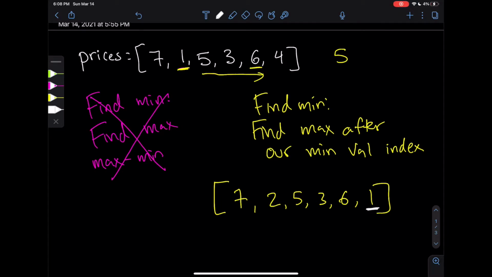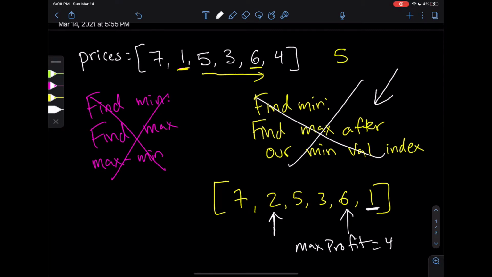But if we looked a little further into this, we see that there is another min here at index number 1 and another max at index number 4, and this would give us a max profit of 4. But using this strategy up here, this wouldn't really work for us. So this one also would not work for us.